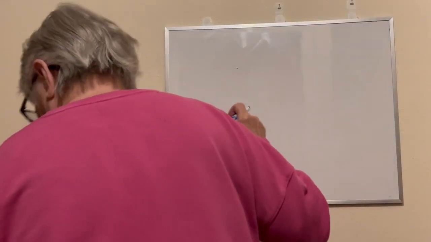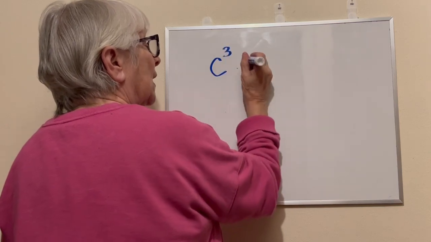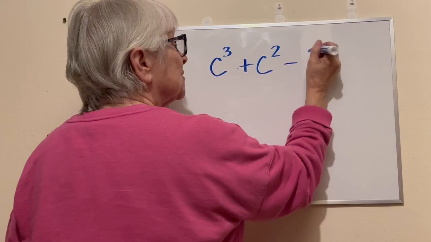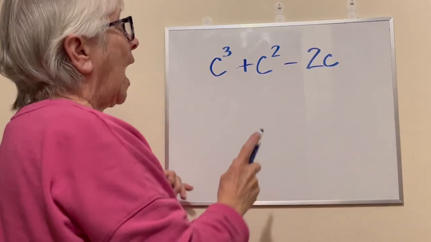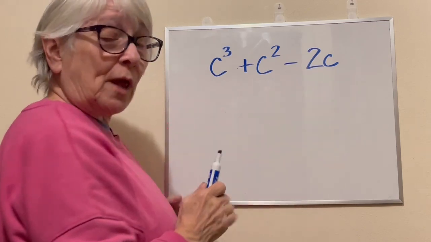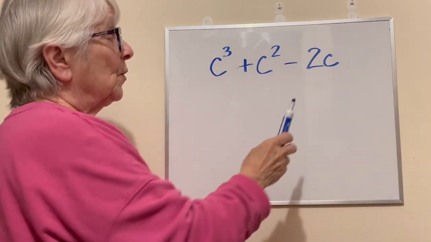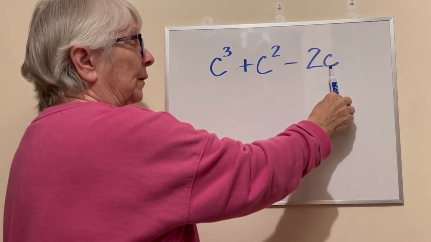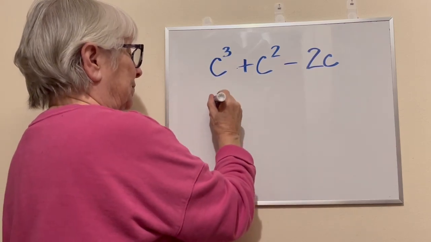Okay, c to the 3 plus c to the 2 minus 2c. Obviously, there's a c in each one. Well, how many c's can I factor out? Well, this is a c to the 1. That's the lowest exponent. I can only factor out that c.